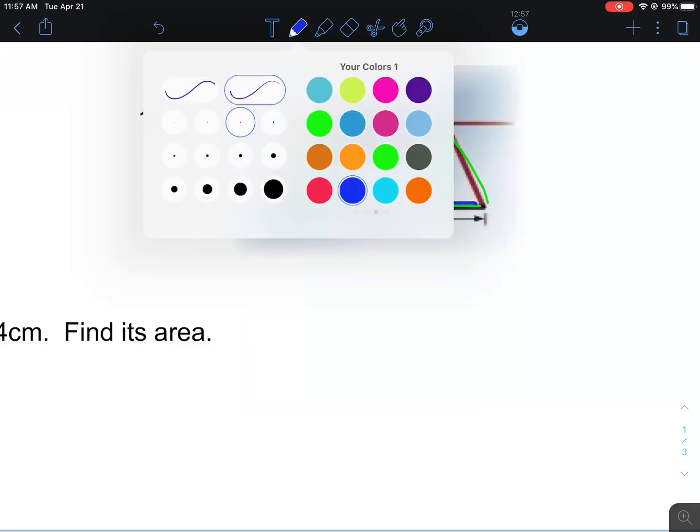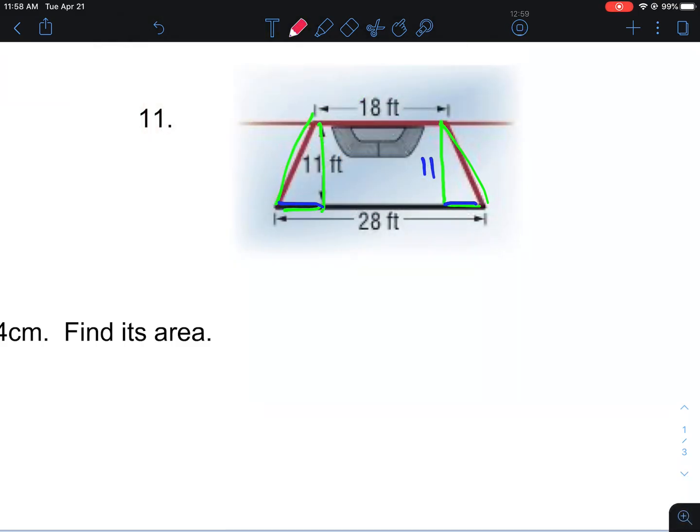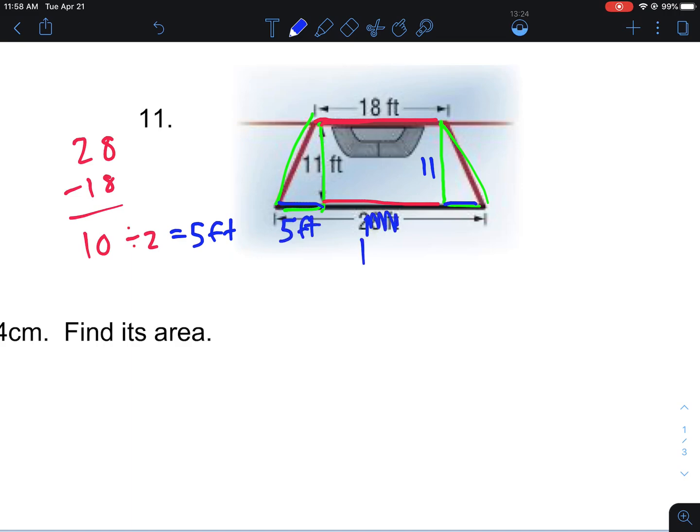Now, you're shown that this is 28 feet. And this one here that I'm tracing in red is 18. So I know this is 18 here as well. So if I were to do 28 take away 18, that leaves me with 10 feet of leftover space. But I'm going to divide that by 2 because there are 2 blue bases to these triangles, which means they're each 5 feet. So if I rewrite that, this is 5. This middle length is 18. And then this is 5. And that's where we get that 28 from.